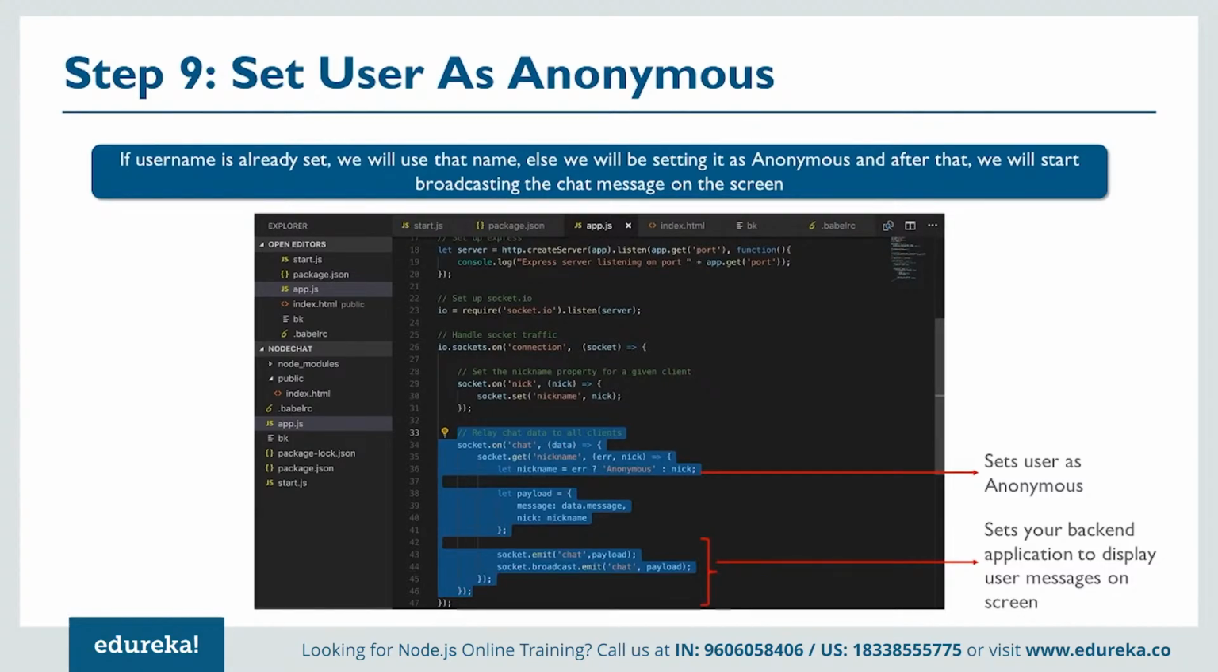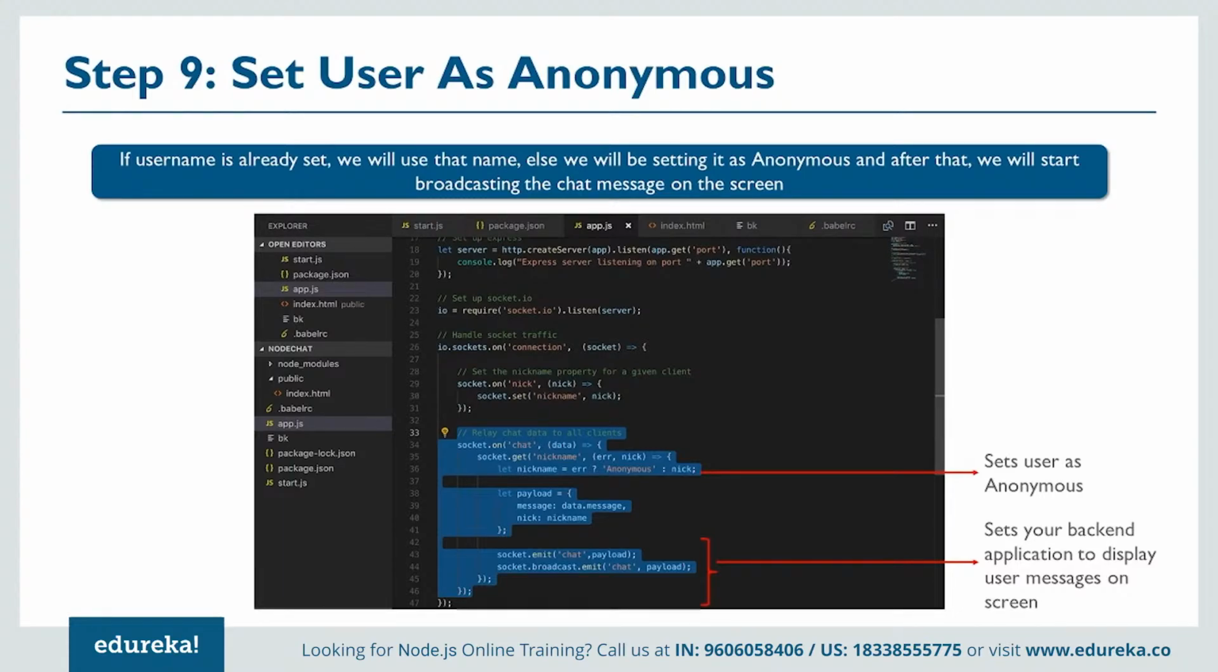And then we use emit, which is something like broadcast. You just broadcast a message and that will be received by all the users in the same socket connection or in the same chat room. So we will create a payload object, set the message property and the nickname property.